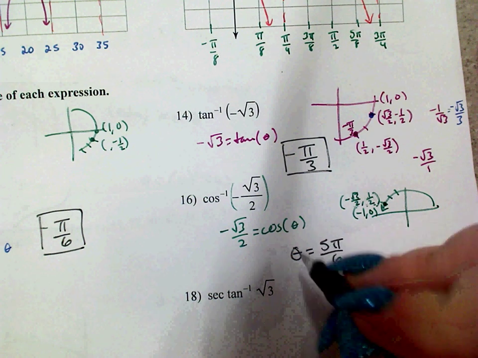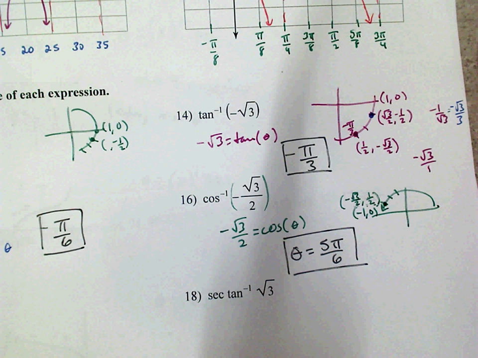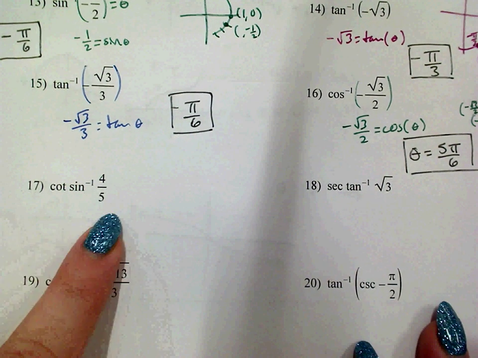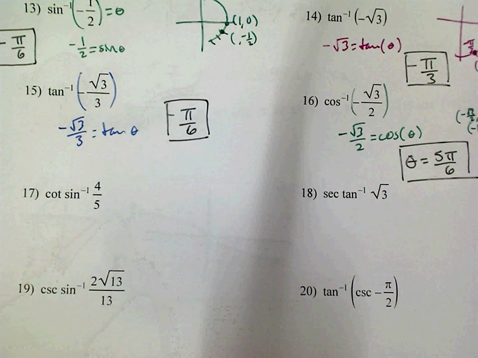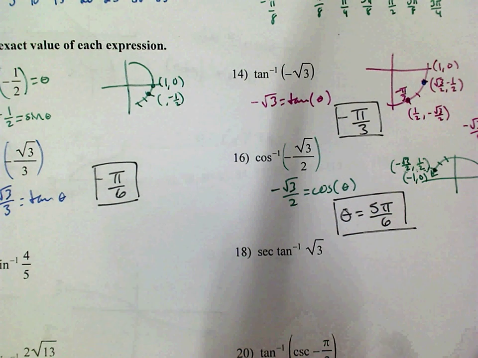Okay. I'm going to come back to number 17 in just a minute, but 4/5 is not on my unit circle as far as one of the known ratios, so I'm going to come back to that one. Alright. Secant of tan inverse of the square root of 3. So secant of tan inverse of the square root of 3.